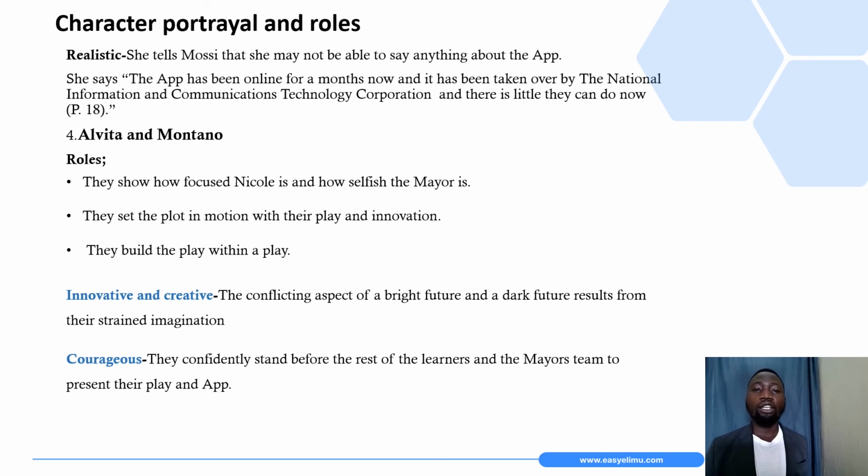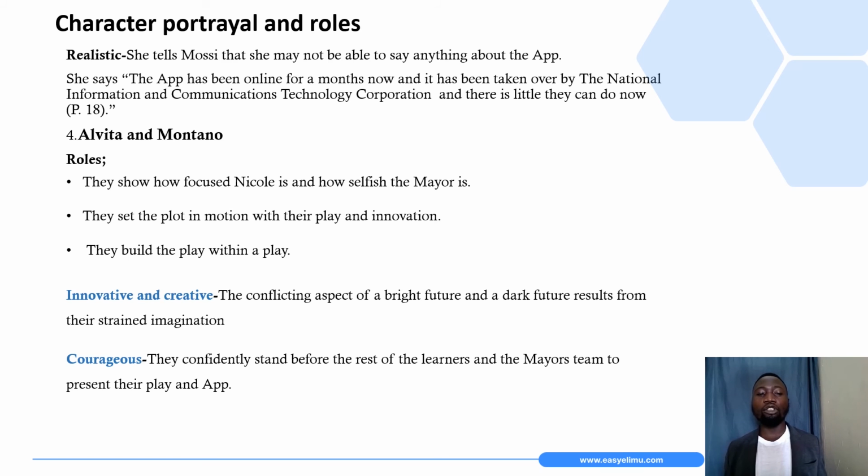So again, we have got the two students, that is Alvita and Montano. So what are some of the roles of Alvita and Montano, dear students? So they are just students like you. So the first thing is that they show how focused Nicole is and how selfish the mayor is. Remember, they are the ones who came up with the application. So remember, they are not involved. The students, Alvita and Montano, are not involved in these meetings because they are still treated as children. And that is why there is a part where Nicole says that you are still young to understand these issues.